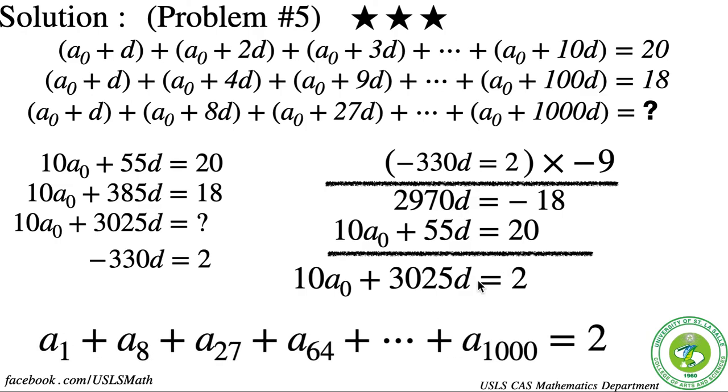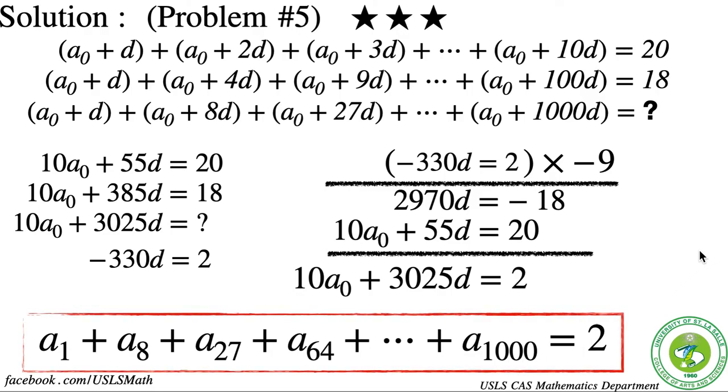So this will be our answer for our problem number 5: a sub 1 plus a sub 8 plus a sub 27 plus a sub 64 plus a sub 1000 is equal to 2. Okay, so that's our answer for this problem number 5.